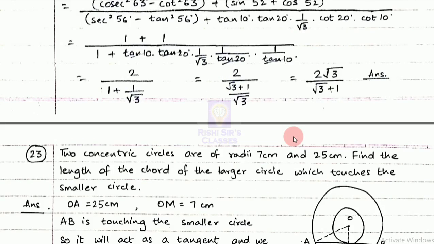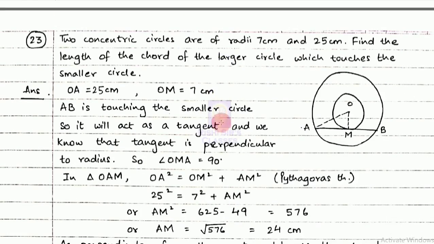Moving on to question number 23. Two concentric circles are of radii 7 cm and 25 cm. Find the length of the chord of the larger circle which touches the smaller circle. We have been given two circles, the smaller one and the bigger one. The radius of the smaller one is 7 cm, that is OM, and the radius of the larger one is 25 cm, that means AO.